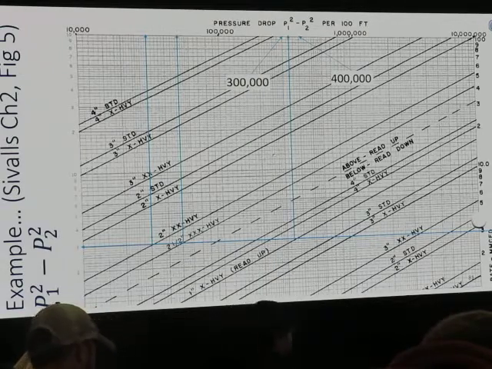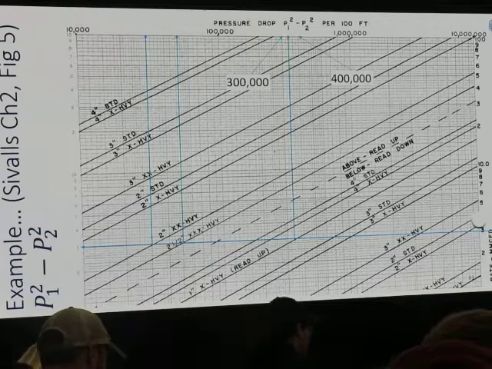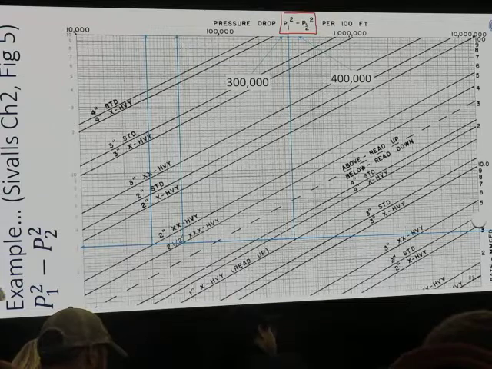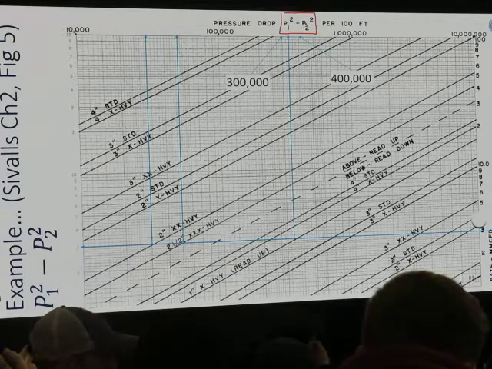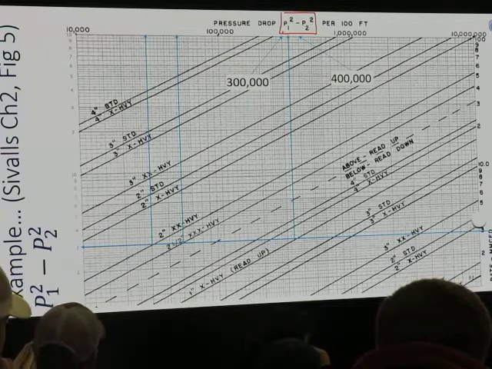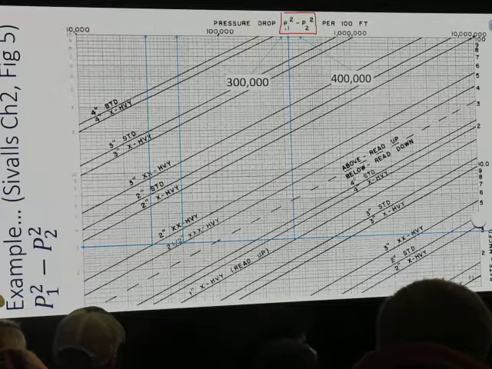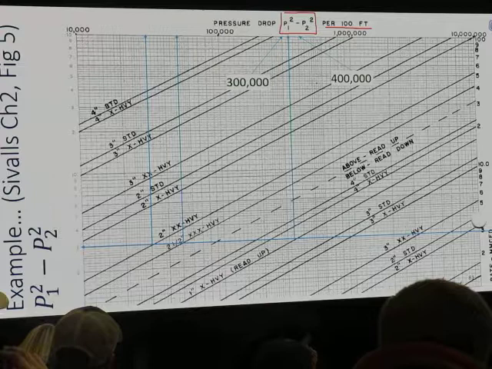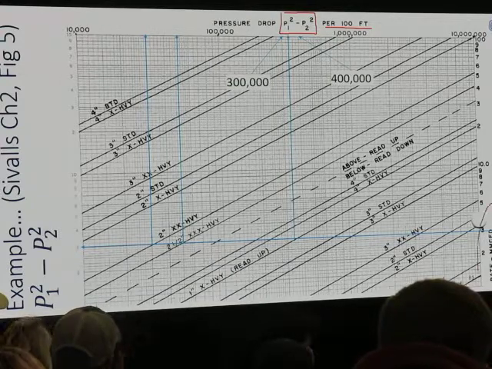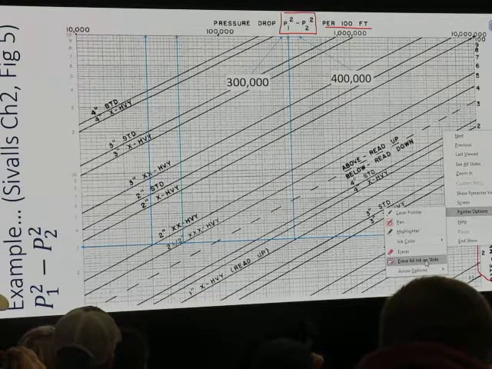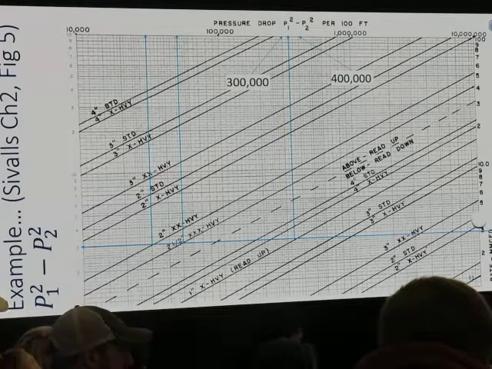Use the chart. Inlet pressure, pressure factor, P1 squared minus P2 squared. We read that from the chart. Easy, right? This chart is the pressure factor, the difference of pressure squared per 100 feet, versus gas flow rate on this axis, in MMSCFD. The chart will be provided. You don't write a chart in the information sheet.